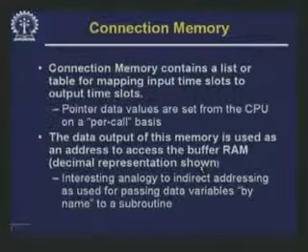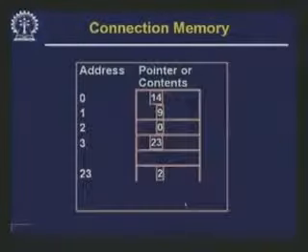So, connection memory contains a list or table for mapping input time slots to output time slots. When a call is set up, you make entries in this connection memory. Pointer data values are set from the CPU on a per call basis. The data output of this memory is used as an address to access the buffer RAM. Decimal representation is shown, so this is just if you show it. So, this is another example.